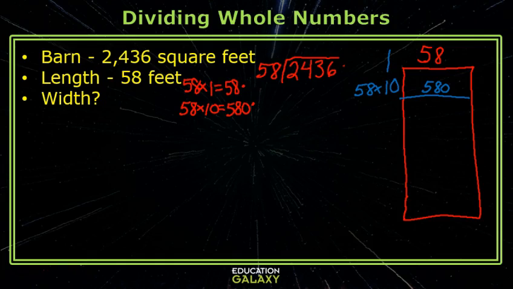And the 10 is called a partial quotient. It's not our final quotient answer, but it's a part of it. Next, I subtract 580. Be careful with your subtraction.